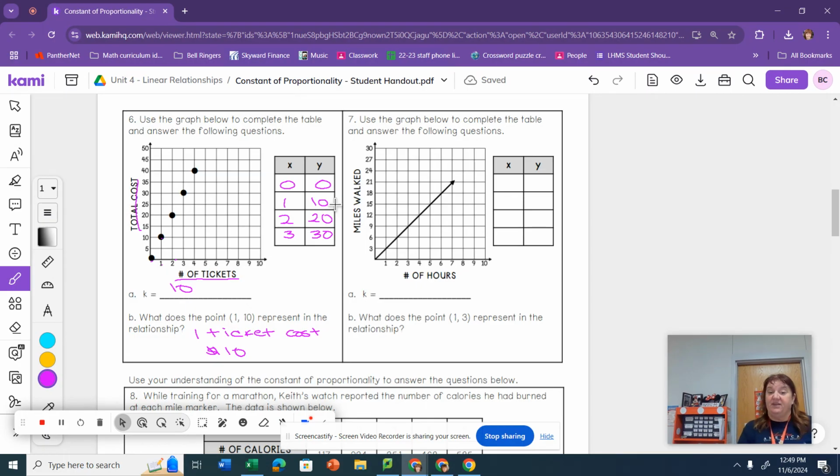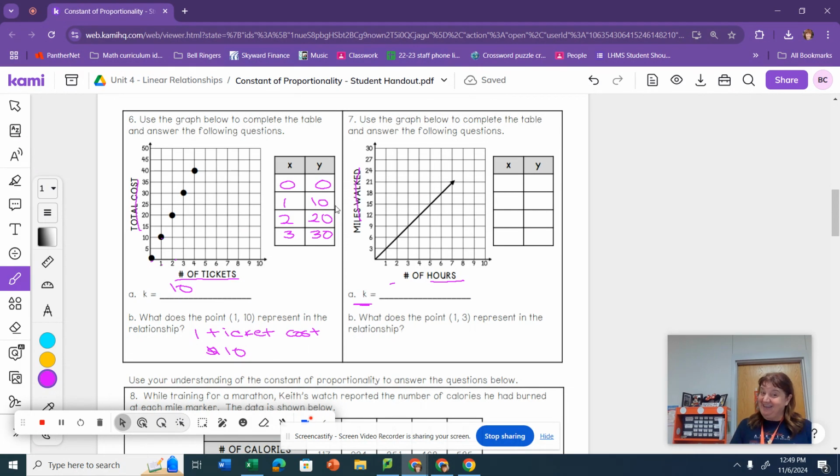So on number 7, I first want you to make a table, and then I want you to give me the K, the constant of proportionality. Keep in mind, it's hours and miles walked. So you try number 7.